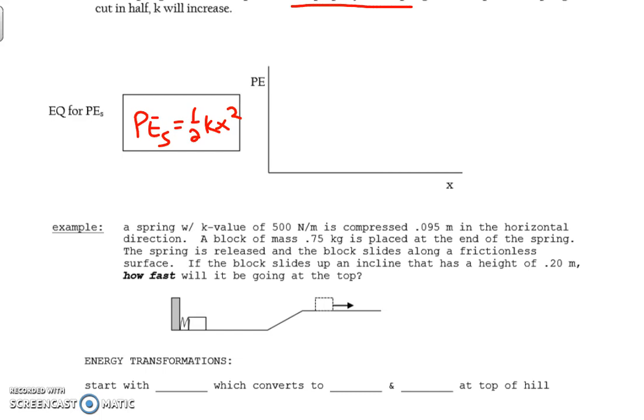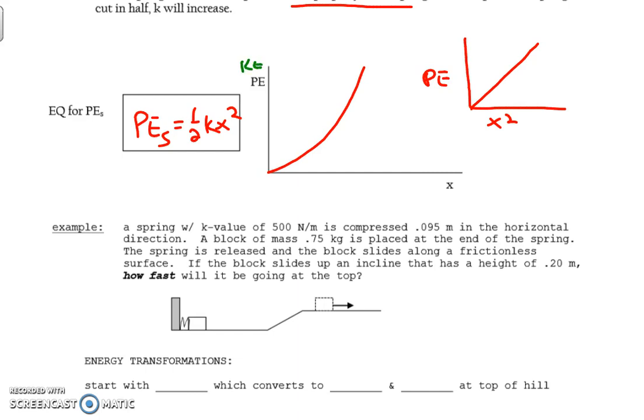So we want to be aware that if we were to plot PE versus x, we would get a parabolic relationship. And of course, from the lab, if we were to plot PE versus x squared, we would get a straight line. Okay? Now, we didn't talk about this in the lab, but let's add one more.